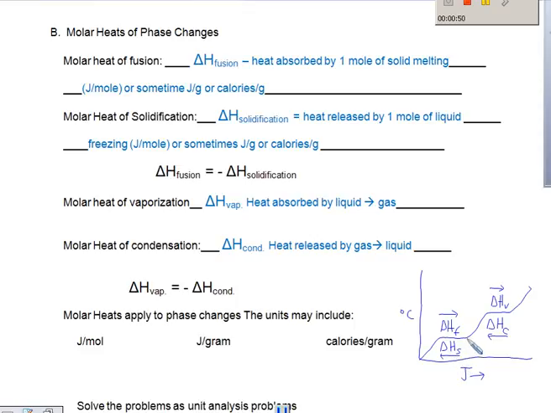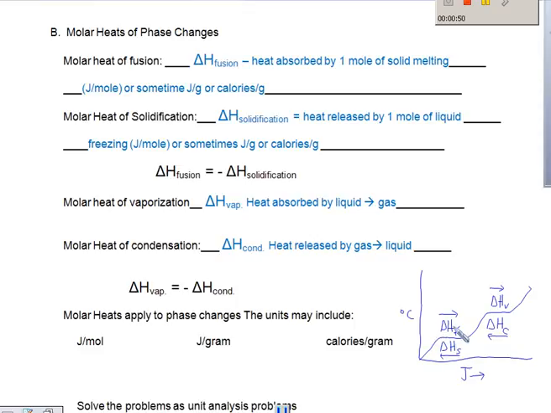So this is when you are cooling a liquid down until it solidifies. This is the heat released by 1 mole of liquid freezing. Again, the units are usually joules per mole, but sometimes you'll see joules per gram or calories per gram. Now notice that once you know delta H of fusion, you also know delta H of solidification, because it's the same quantity of energy. The only difference is going to be the sign. So delta H of fusion you will be putting in heat, so it's going to be a positive delta H. Delta H of solidification is going to have a negative sign as you will be releasing heat.